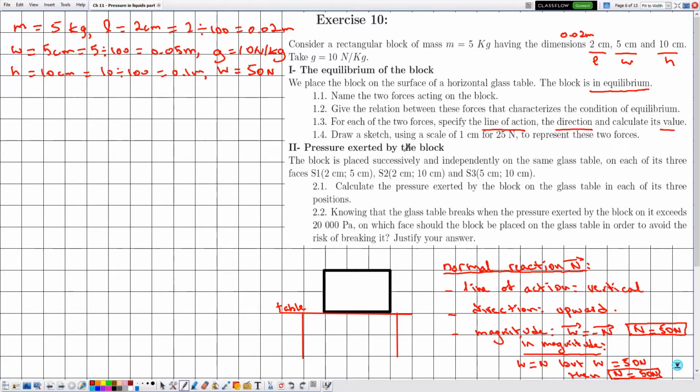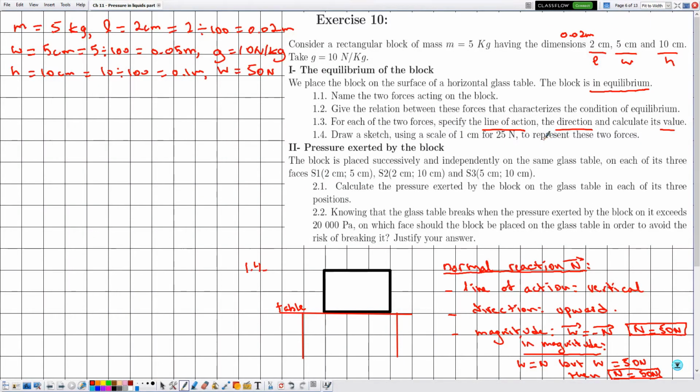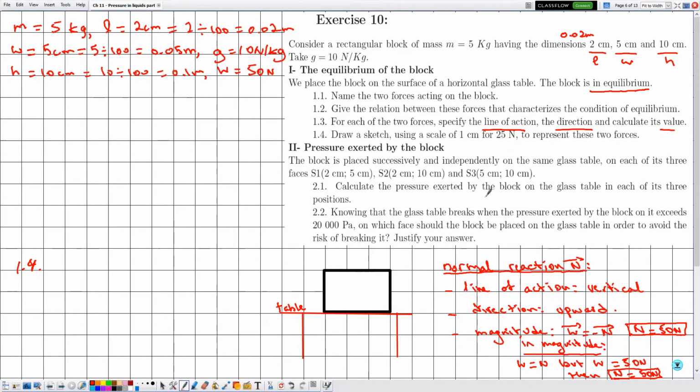Now in 1.4, draw a sketch. Okay, so this is the sketch. Using a scale of 1 centimeter for 25 newtons to represent these forces, and by represent it means that we need to draw these forces. In order to draw these forces, we need to determine the length of each vector, and this can be done using the scale. The scale is a connection between centimeters and newtons, which allows us to draw these vectors.